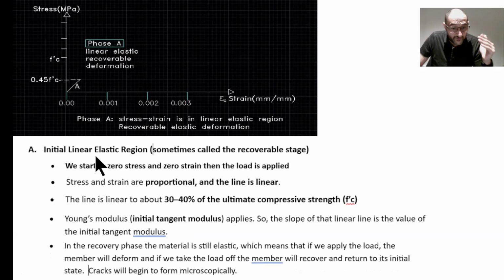In the recovery phase, the material is still elastic, which means that if we apply the load, the member will deform. But if we take that load off, the member will recover, and the geometry of the member will be exactly the same as how it started. Microcracks will begin to form microscopically, but you will not be able to really see that first crack.